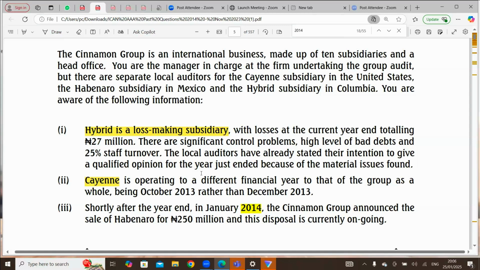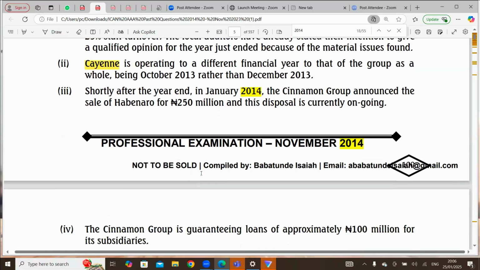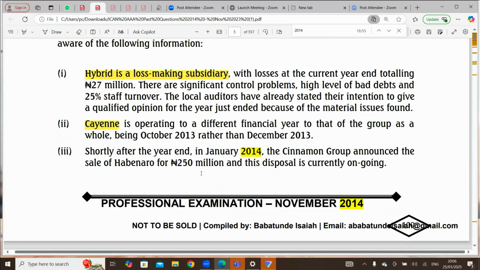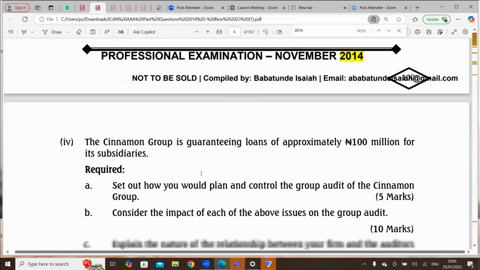The second one is that Cayenne has a different year end. It just means you have to prorate to be able to factor it into the group financial statements. And the third one is that after January 2014, they announced the sale of one of their subsidiaries. So that means that subsidiary will not be part of the subsidiaries that you consolidate. Most of your group audit questions will be like normal consolidation questions. So if you know consolidation normally, you will not have an issue.